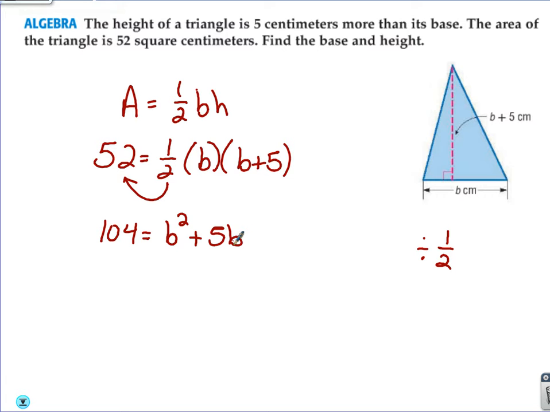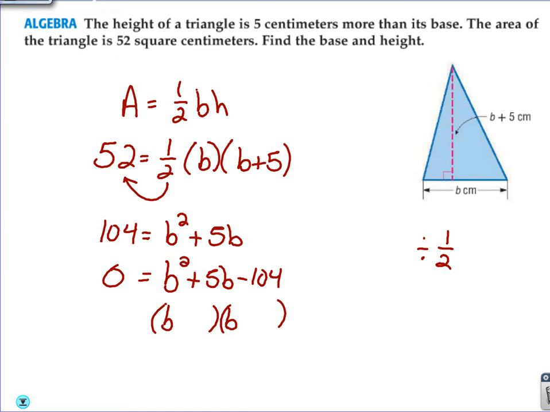These are called quadratic equations. Anytime you have squares, we move everything to the same side. B squared plus 5B minus 104 is equal to 0. We factor if possible. Now remember working these, right? B times B gives me B squared. What multiplies to give me negative 104 and adds to give me 5? I'll give you a second to think about it.